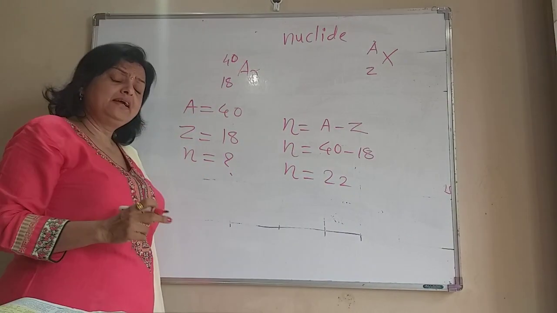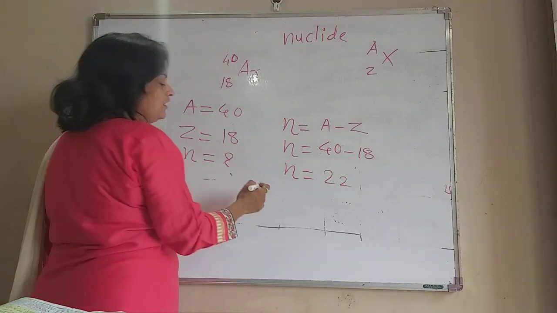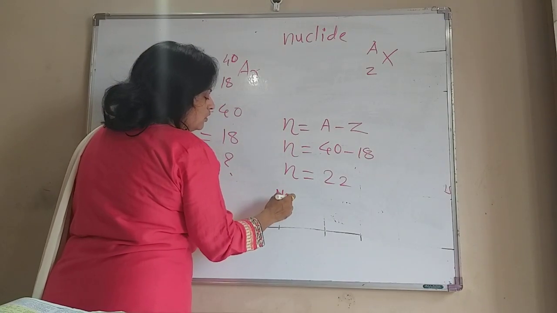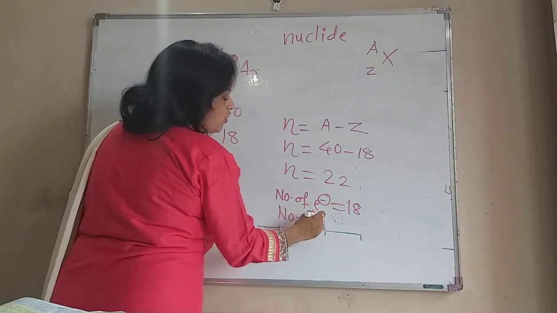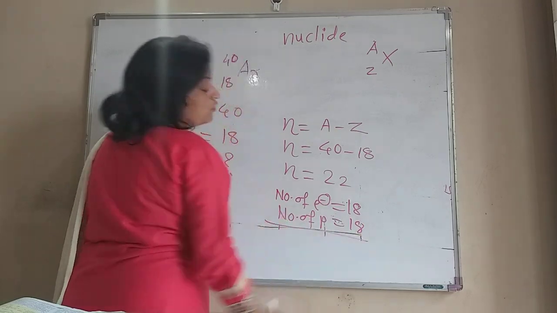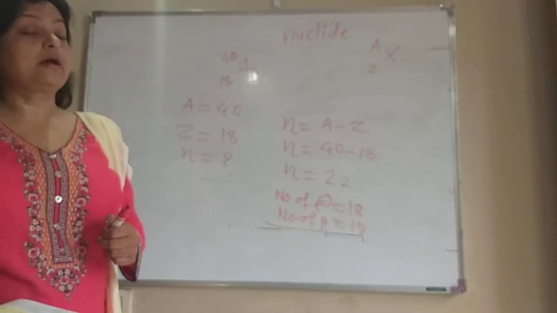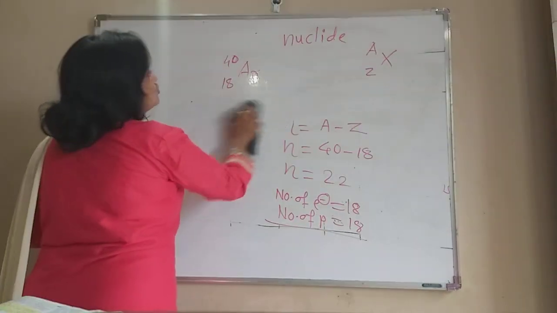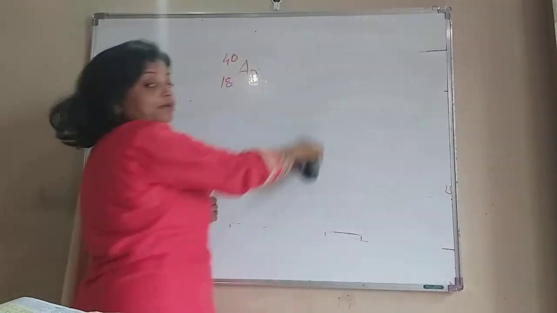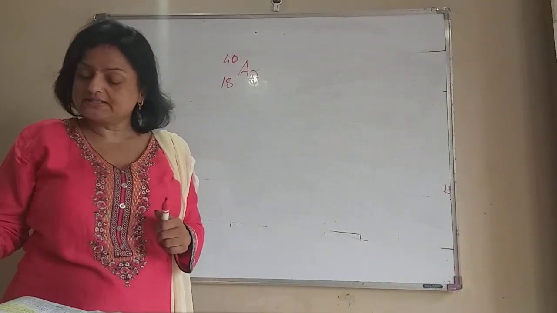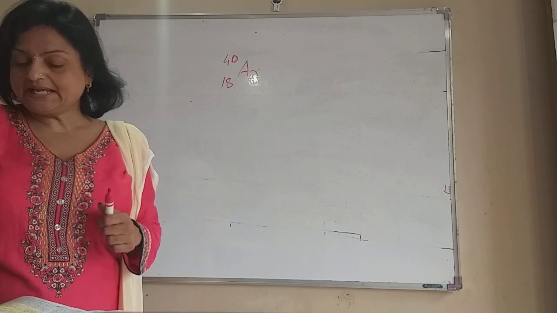Z is nothing but the number of protons and also the number of electrons. So here the number of electrons is equal to 18 and the number of protons is also 18. Such types of problems may come. Now come to the new concept, the isobar, as with the isotopes. There are isobars also. Isobars are the atoms of different elements, not of the same element. They are not the atoms of the same element.